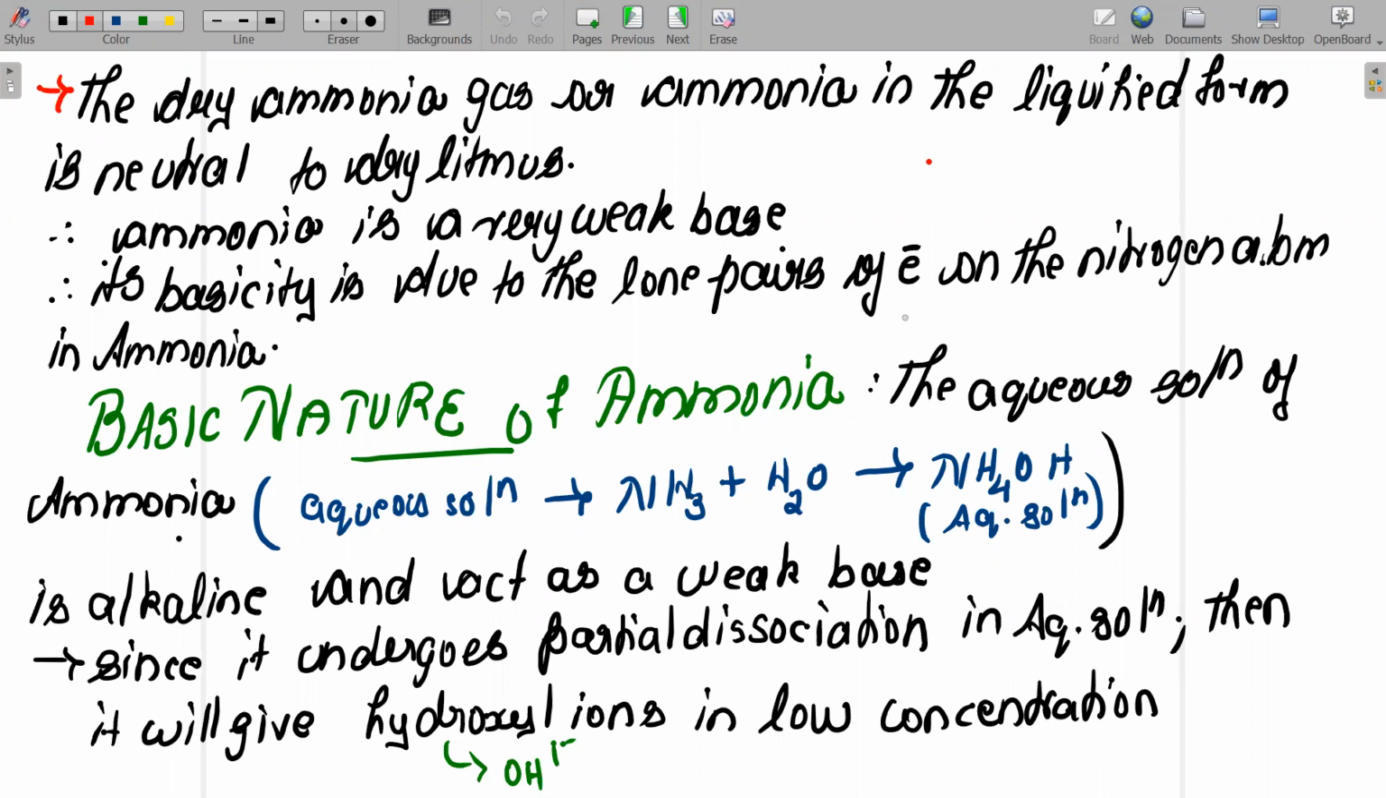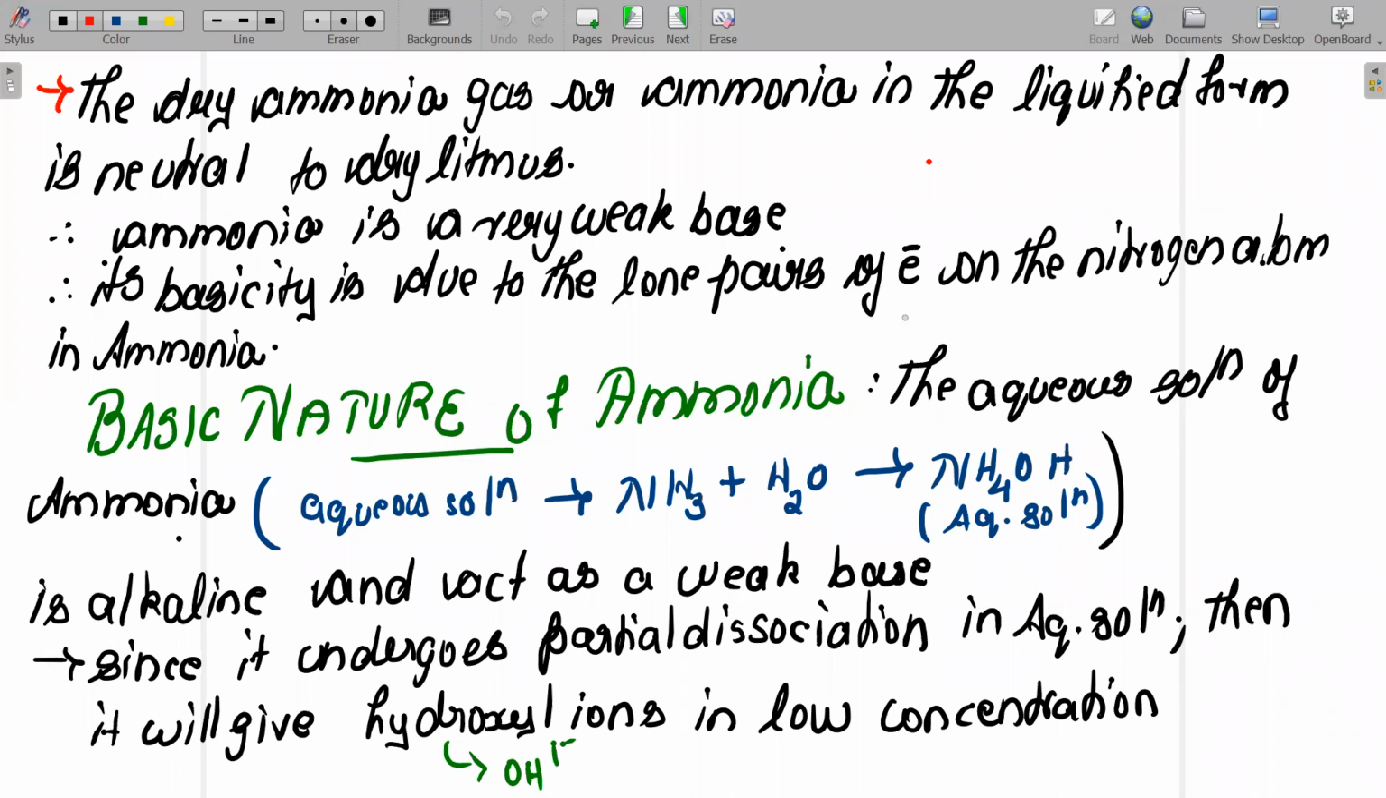Since it undergoes partial dissociation in aqueous solution, it will give hydroxyl ions in low concentration. What do you mean by that? Children, this is nothing but the opposite reaction. We are talking about the basic nature of ammonia, right? When you consider dry ammonia, it is neutral. When you consider liquefied ammonia, the liquid form of ammonia, you understood it is a weak base. How it becomes a weak base, that we are going to understand.